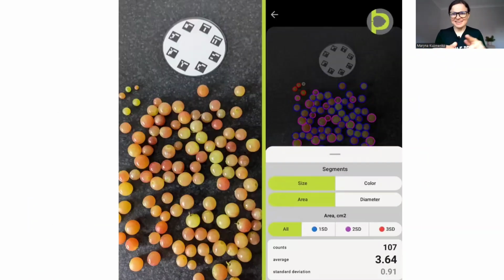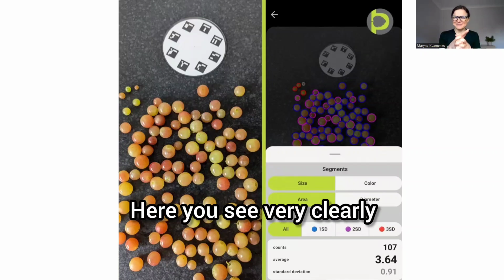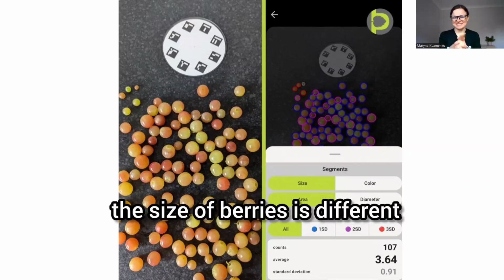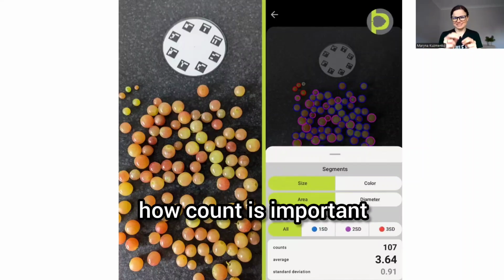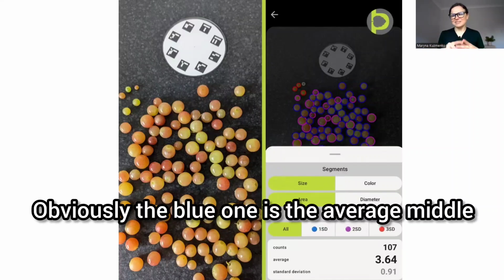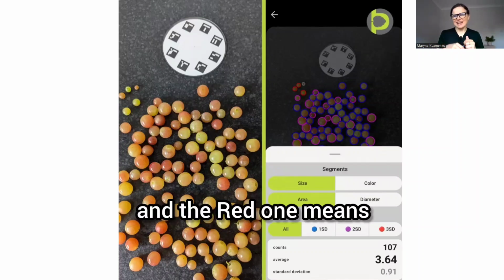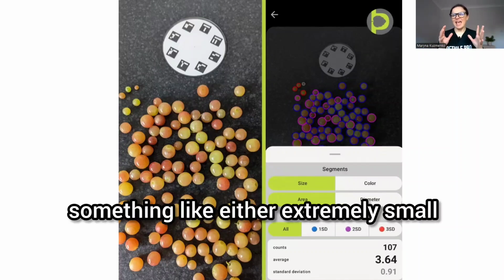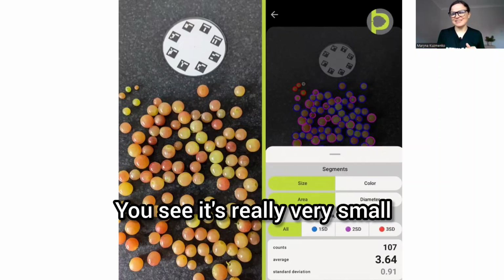Yes, and I forgot, I have another photo. It's from a different trial. Here you see very clearly the size of berries is different, but it's a nice example of how count is important. And if you check the colors, obviously the blue one is the average middle size, the purple is the larger one, and the red one means either extremely small or extremely big. In our case, you see it's really very small.